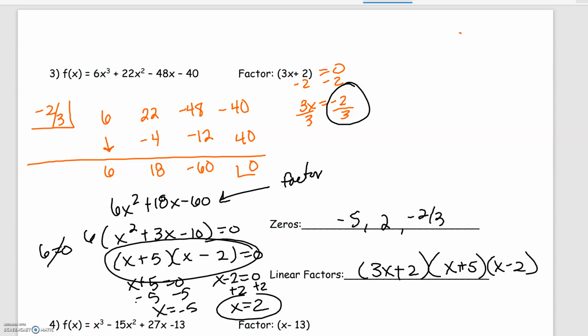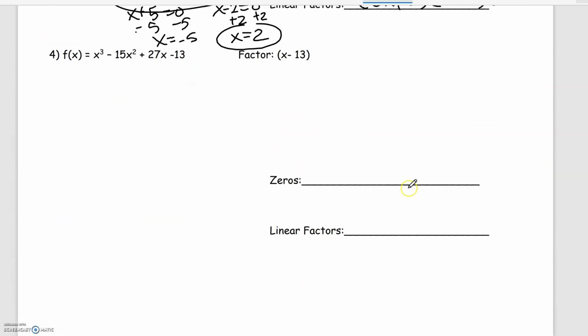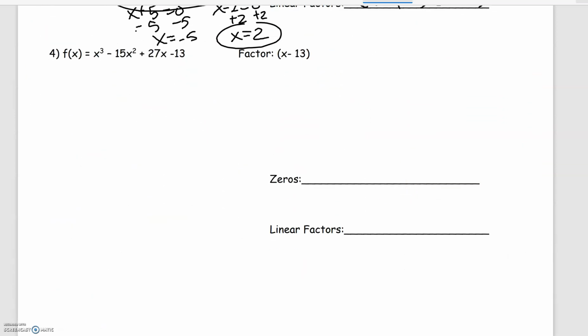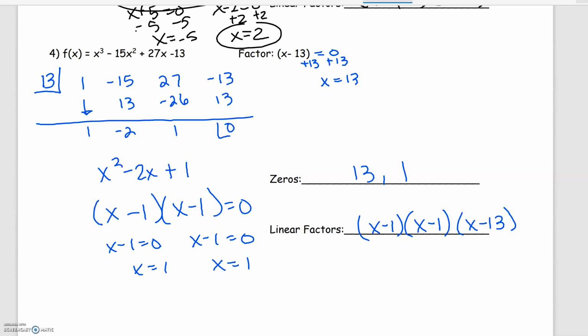So go ahead and try that last one on your own. Push pause, and then push play to check when you're ready. All right, check your answer. Make sure that you got 13 and 1 for the zeros. You got x minus 1 and x minus 13 for your factors.